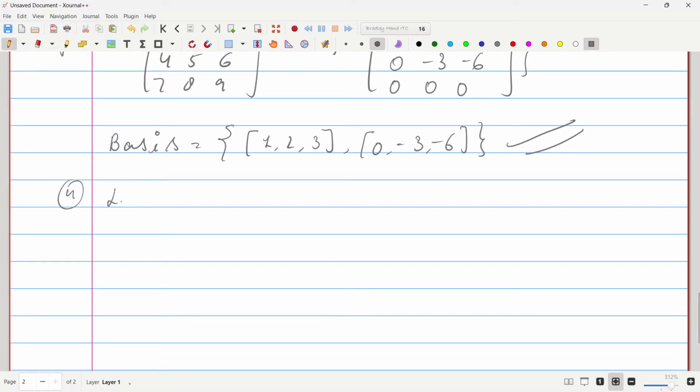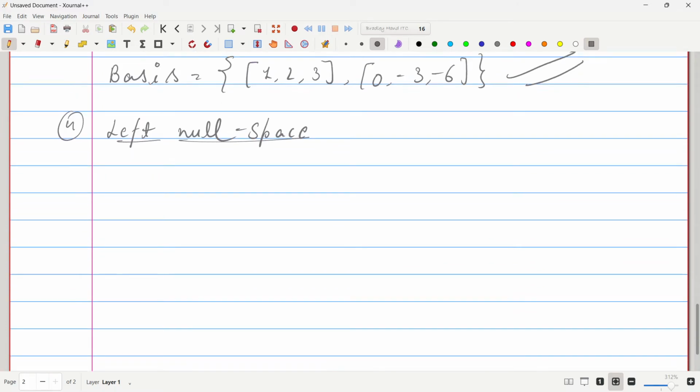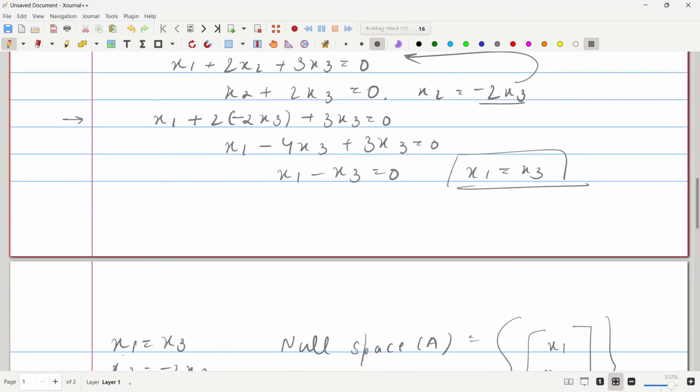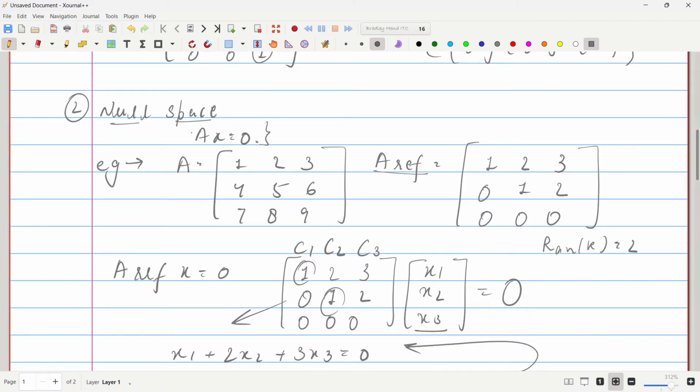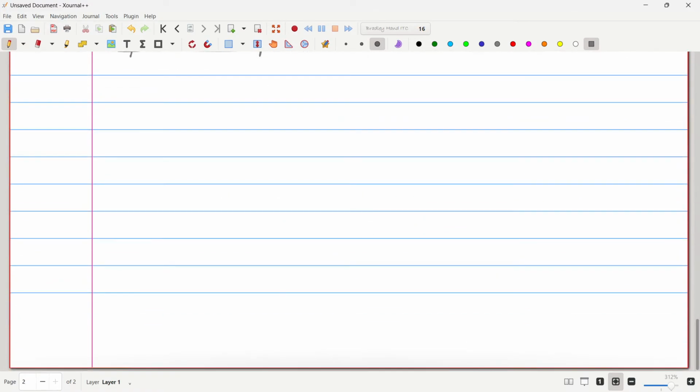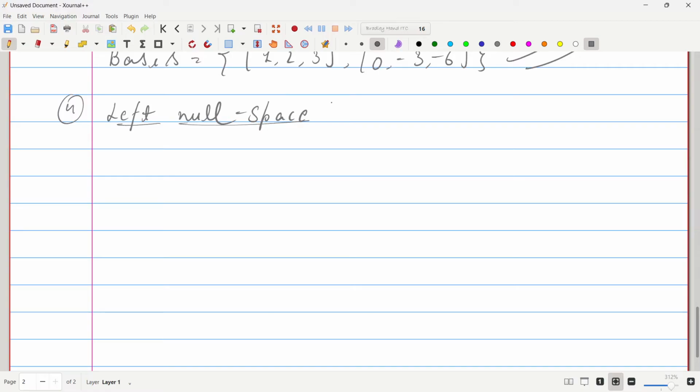Next topic is left null space. What was null space? Null space was Ax is equal to 0. Now left null space is A transpose y is equal to 0.